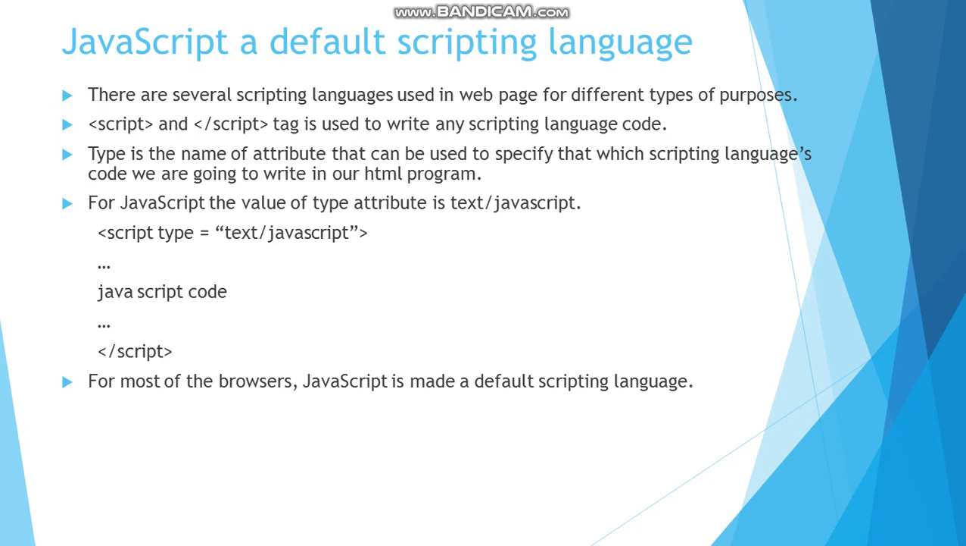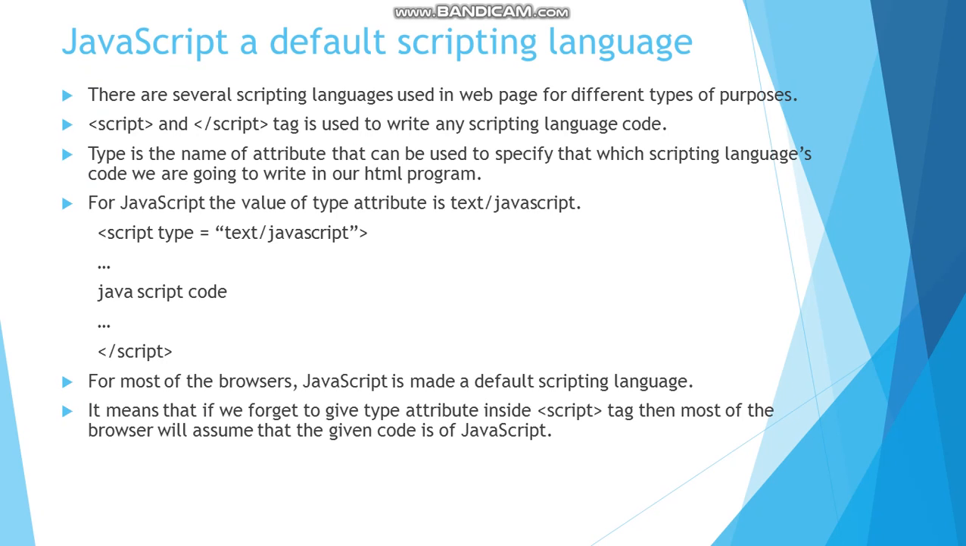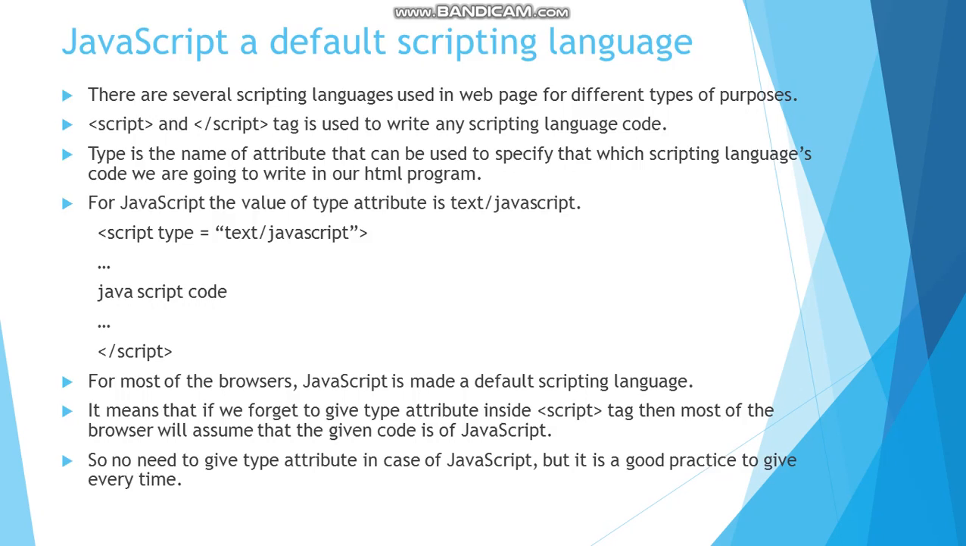If you want to write JavaScript code, then you can use the type is equal to text/javascript attribute inside the script tag. But only for JavaScript it is not necessary, because JavaScript is the default scripting language.